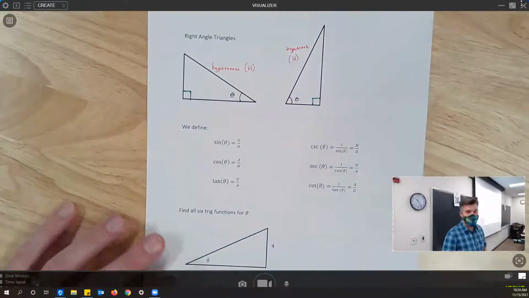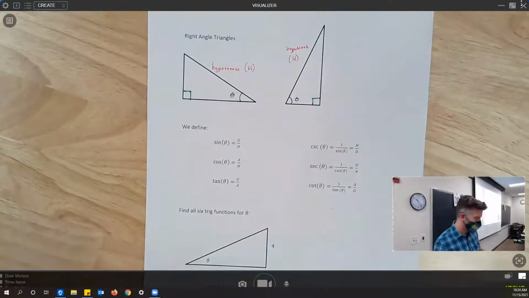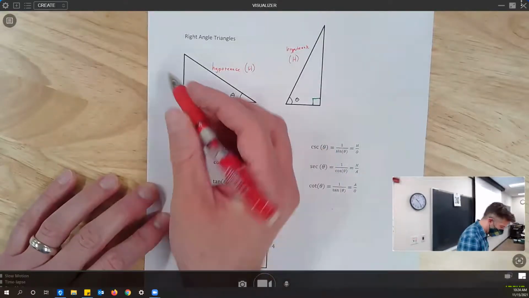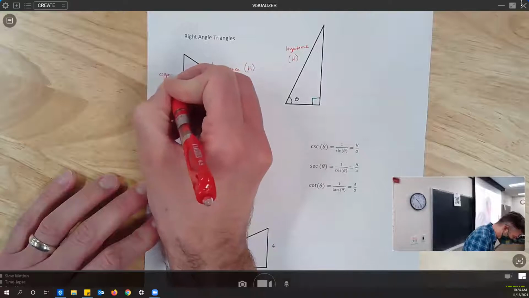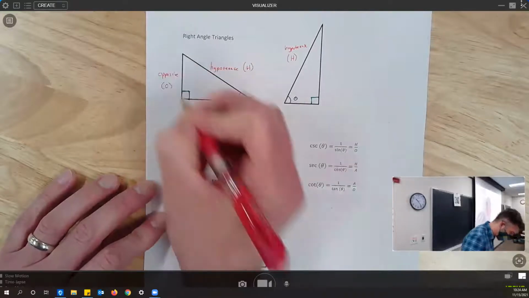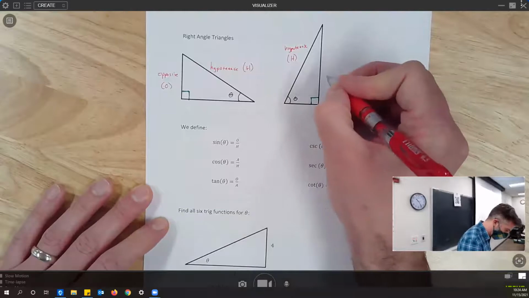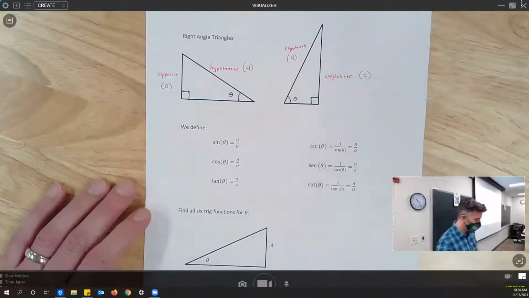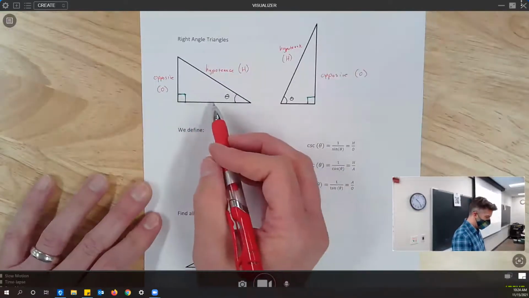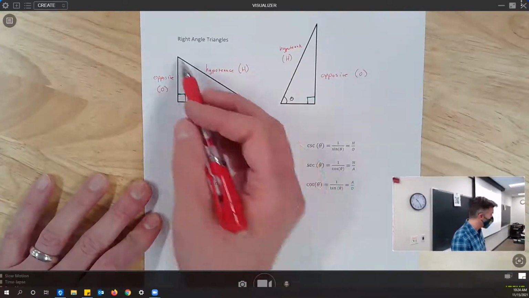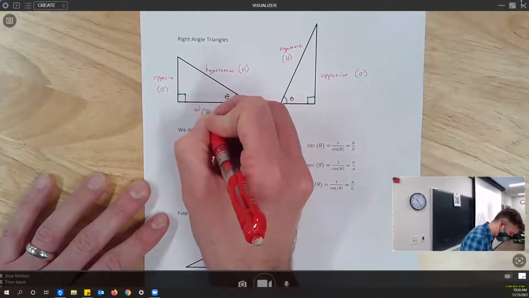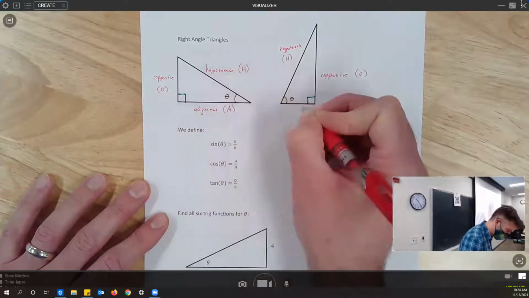Now the other two names I'm going to talk about depend on where you've labeled your angle. So for this angle here, the side opposite it is over there. So here's the opposite side. And then lastly, the side of the triangle that's next to the angle that isn't the hypotenuse is called the adjacent. This is the adjacent.